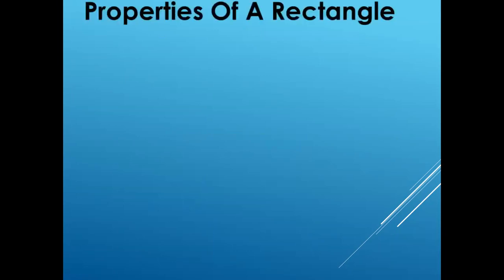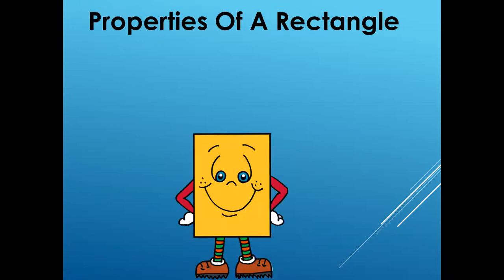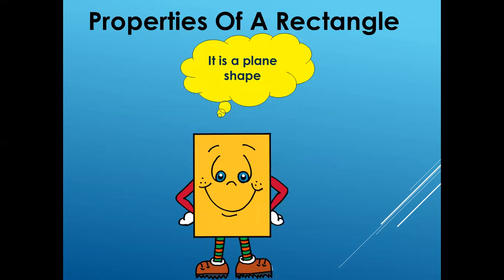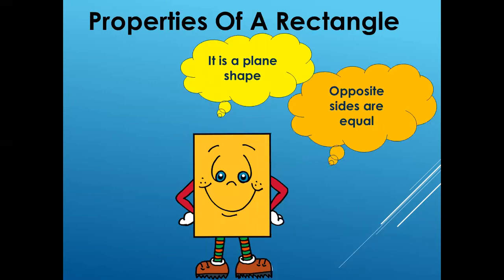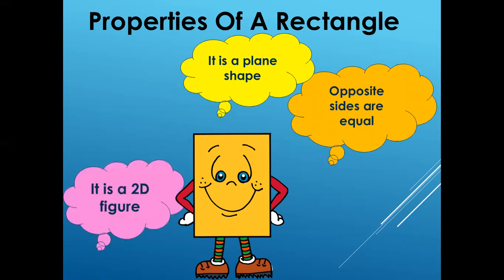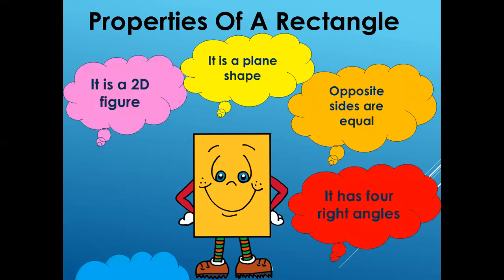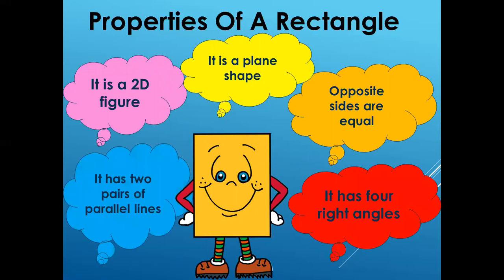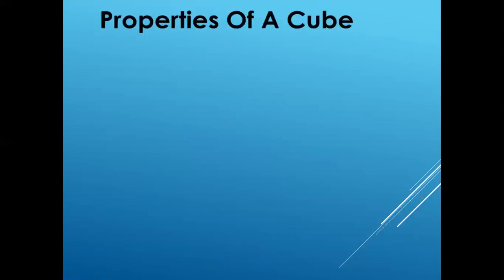Moving on, rectangle. Rectangle is a quadrilateral too. It is a plane shape like a square. Opposite sides of a rectangle are the same. It is also a 2D shape. It has 4 right angles and 2 pairs of parallel lines. We have gone through the 2 examples of 2D shapes.